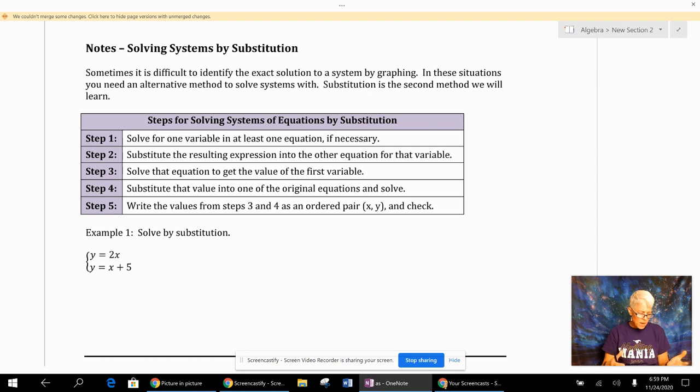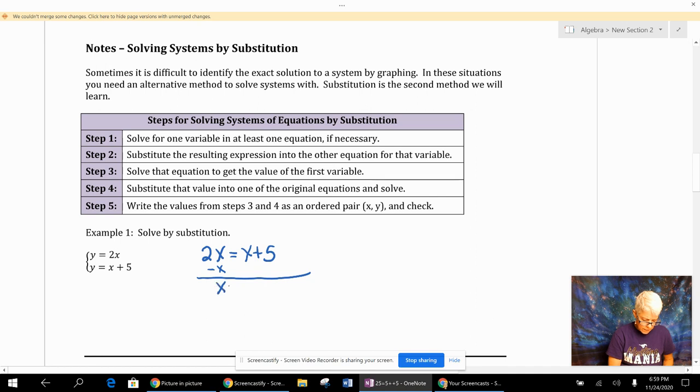For example, if y equals 2x and y equals x plus 5, I could just say thus 2x equals x plus 5. Now I'm going to solve for x. So I'm going to bring my x's together. We have x equals 5. Now we don't want to stop here because we only have the x, and now we need to find the y. So we go back to the original two equations.